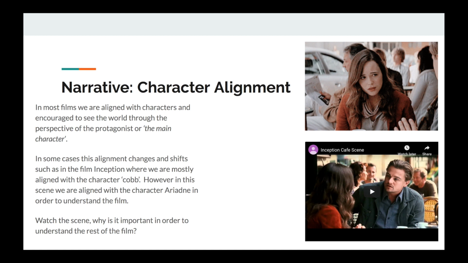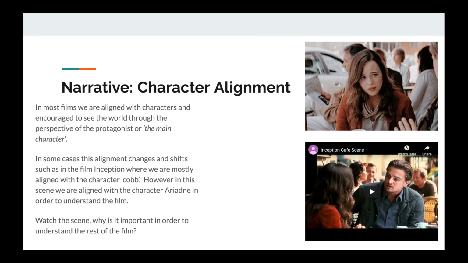So, what you need to think about is at that point of the film, why are we aligned with Ariadne? Okay, there are a number of reasons. Inception is made by the filmmaker Christopher Nolan as well. And one of his auteur traits, or traits of an auteur, is a shift in alignment throughout the film, and he does this in his Batman films, Dark Knight, and stuff like that.